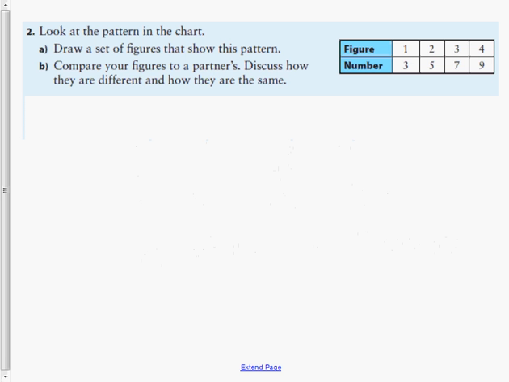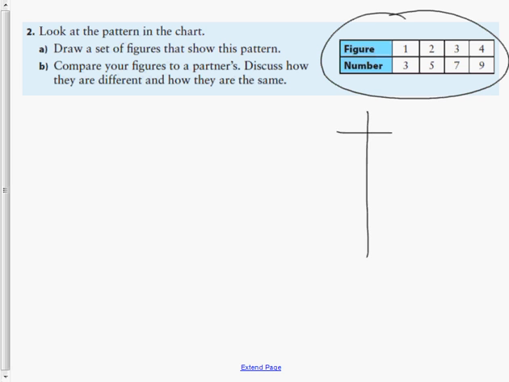But the second question, it says look at the pattern in this chart. So I personally don't like it when the chart looks like this. So what I would rather do is I'm going to just rewrite it as a table that's vertical as opposed to horizontal. And I'm going to put 1, 2, 3, 4 here for figure number 1, 2, 3, 4. And the number is going to be 3, 5, 7, and 9.